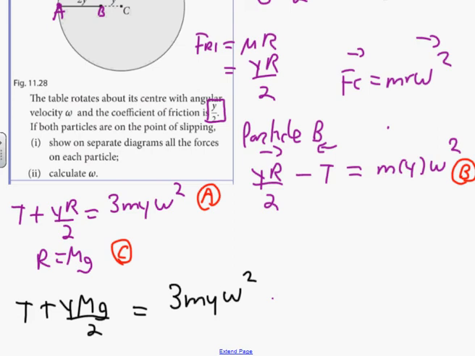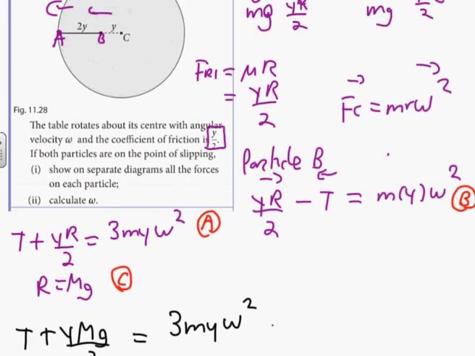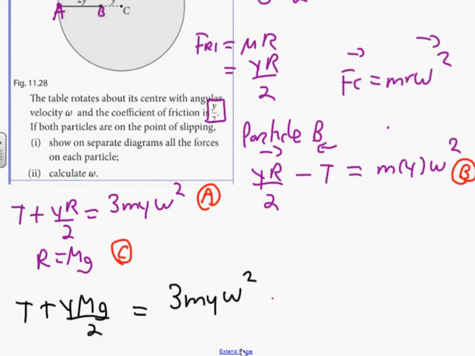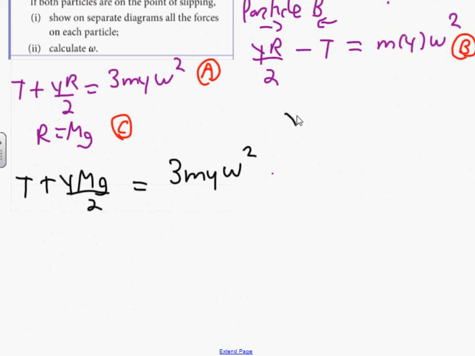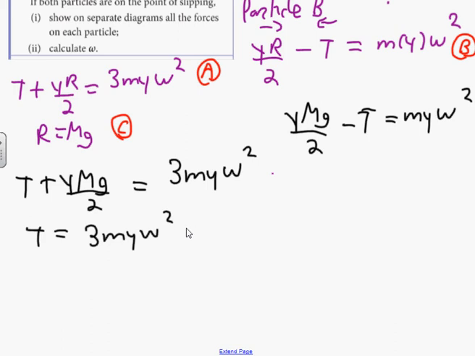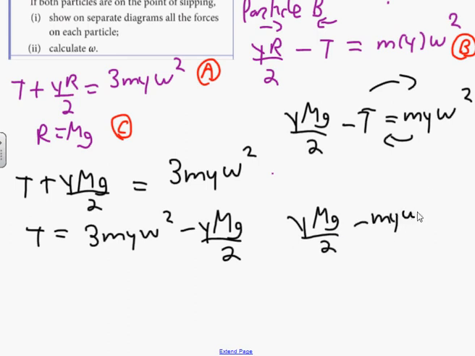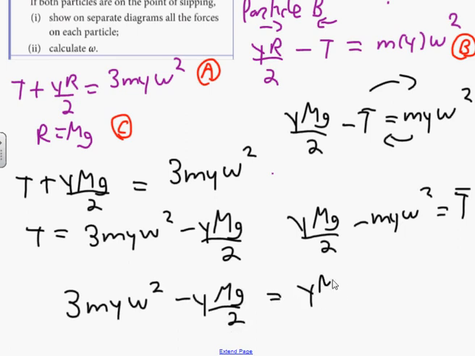Okay, what am I trying to find here? Calculate ω. That's the interesting part. Then on this one, I'm going to have ymg over 2 minus T equals myω². What I'm going to do is isolate T on both of them. So T equals 3myω² minus ymg over 2. This one here, bring the T to the right and this other stuff to the left: ymg over 2 minus myω² equals T. Finally, put both equations equal to each other: 3myω² minus ymg over 2 equals ymg over 2 minus myω².